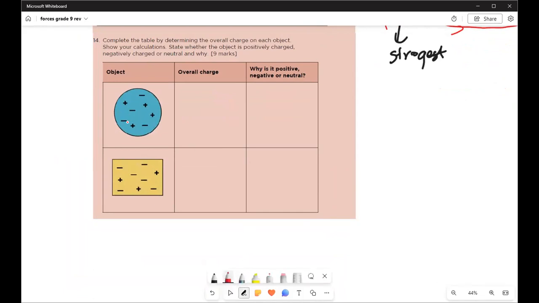You just count how many negatives you have. So you have 4 negatives, so you have -4. How many positives? 1, 2, 3, 4. So you have 4 positives. So the overall charge will be 0. So this will be neutral. And then they say why? Because the amount of positive and negative charges are equal. Then we say an object is neutral.